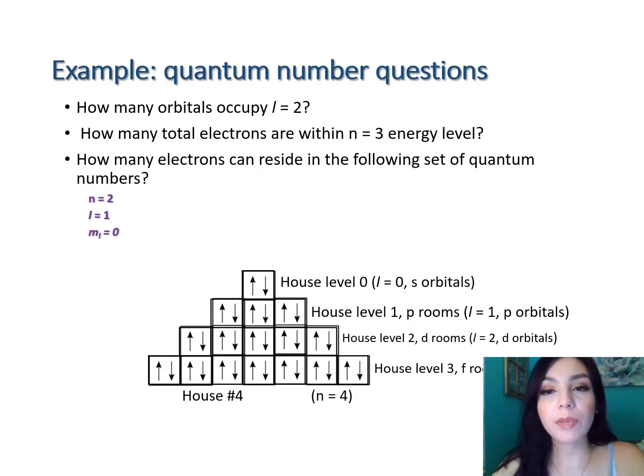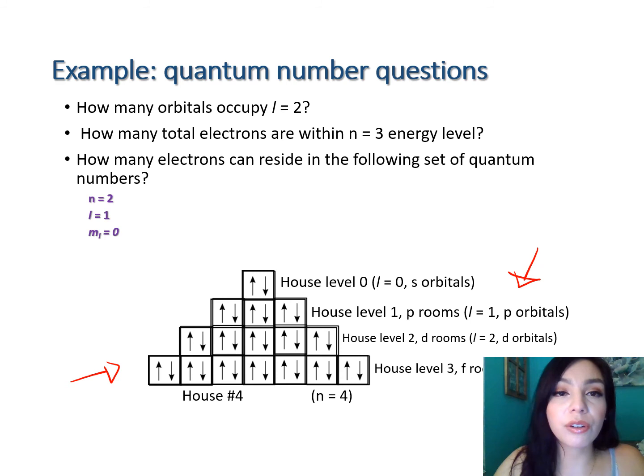So finally, here we have some different examples of questions that I can ask you. I can test you on quantum numbers in many different ways. First question: how many orbitals occupy L equals 2? The reason I like to give this house analogy is that if you have it drawn out or printed out, you can use it as your little cheat sheet along with these labels. So let's say you're looking for how many orbitals occupy L equals 2.